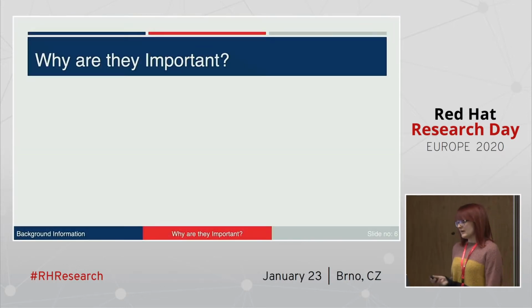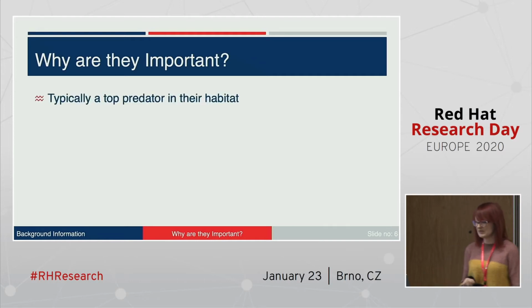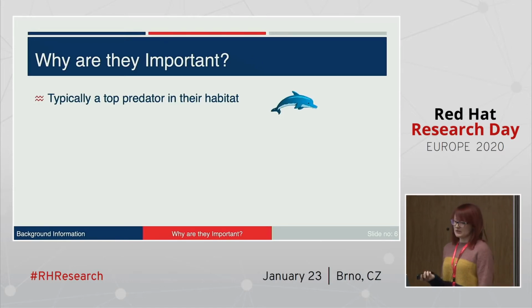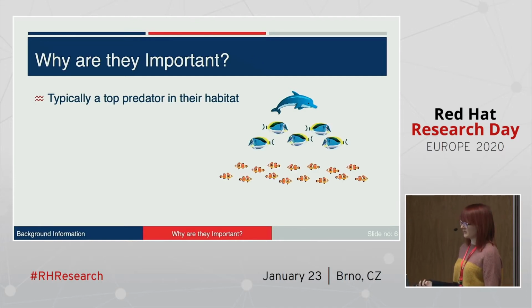And so why are they important? Typically they're a top predator in their habitat. When you're in the sea, not many things really eat whales or dolphins or porpoises, so you can assume that a dolphin is your top predator. They eat some form of fish, they eat smaller fish, and it goes all the way down to the bottom where they eat kelp and small organisms.